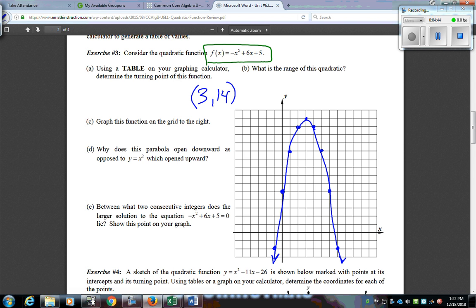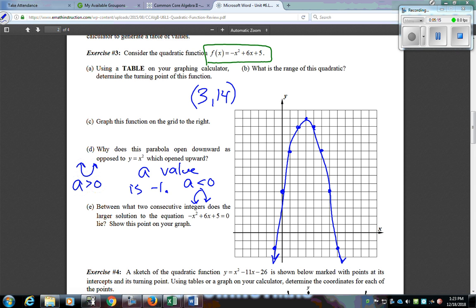It says, why does this parabola open downward as opposed to y equals x squared, which opens upwards? Well, in that case, it falls into the a value. The a value, the first value, is -1. So if we have an a value that's less than 0, it's going to open downward, whereas a positive value greater than 0 is going to open upward.